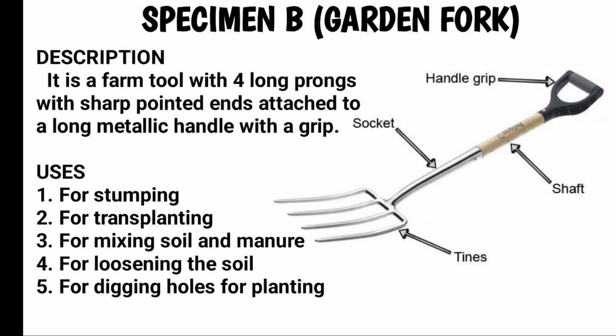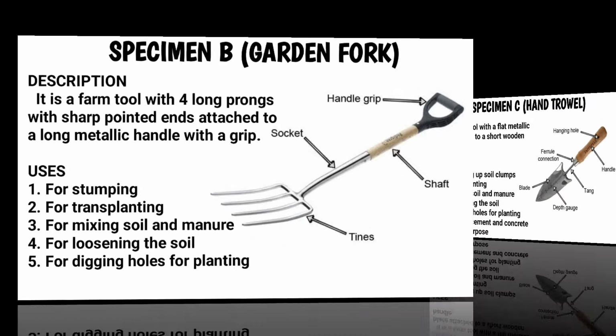Then we could be asked the uses. The use is that it's used for stumping. We use this one for stumping, but we don't use the hand fork for stumping because this one is a bit thicker and it can remove stumps. Stump simply means the root of trees. After a tree has fallen, removal of its root is what is called stumping. Then we use it for transplanting. We use it for mixing soil and manure. Also, we use it for loosening of the soil, and then we can use it for digging holes for planting.